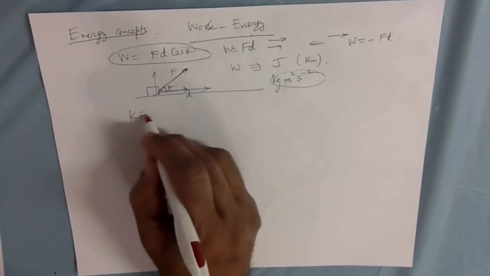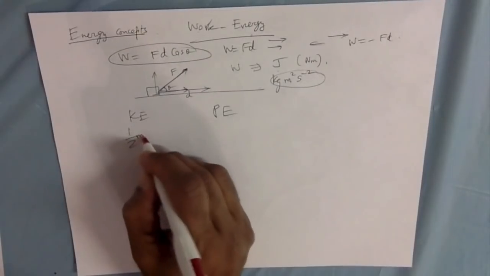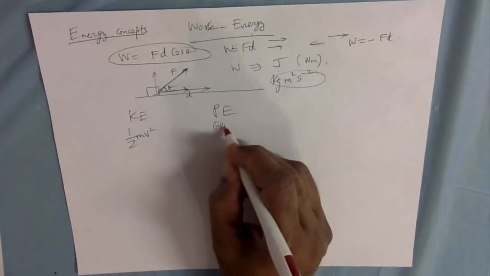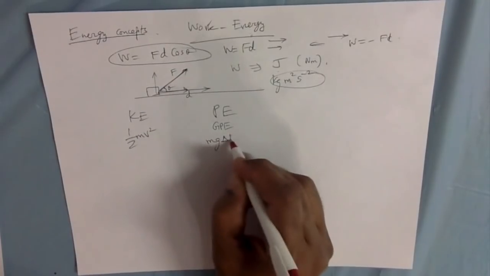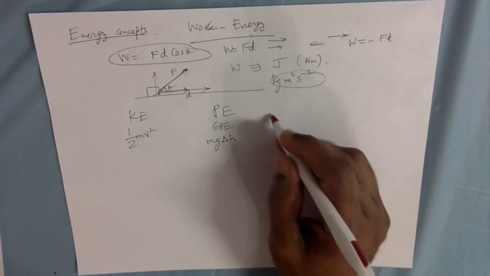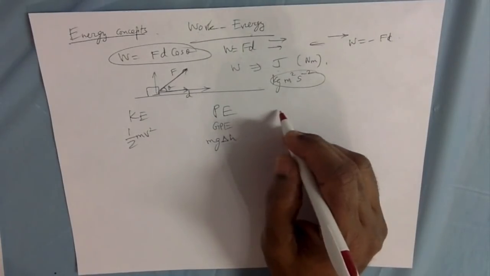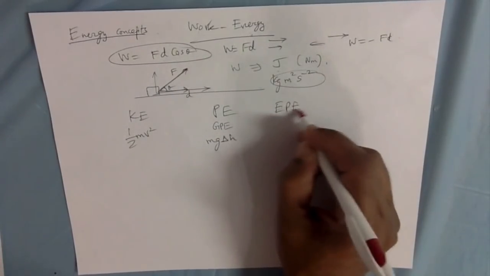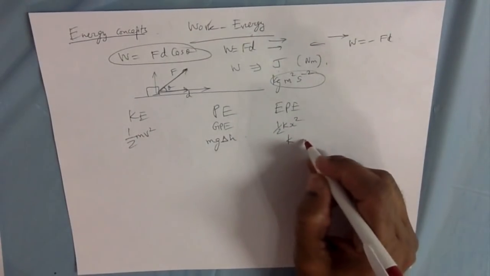And when you do work on an object, the object can gain kinetic energy or potential energy. Kinetic energy formula is half mv squared. Potential energy formula can be different according to whether you're talking about GPE. If it is GPE, then the potential energy is mg delta H. And if you're looking at the other form of energy, which is half kx square.